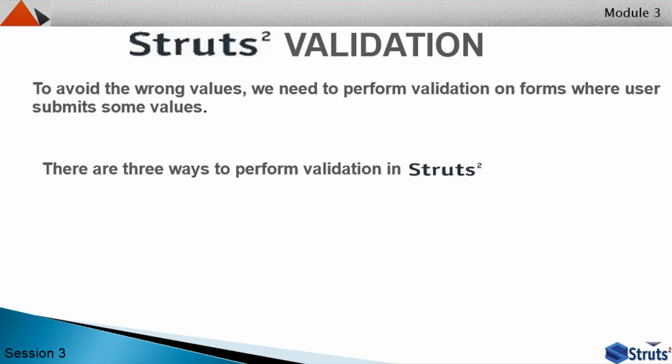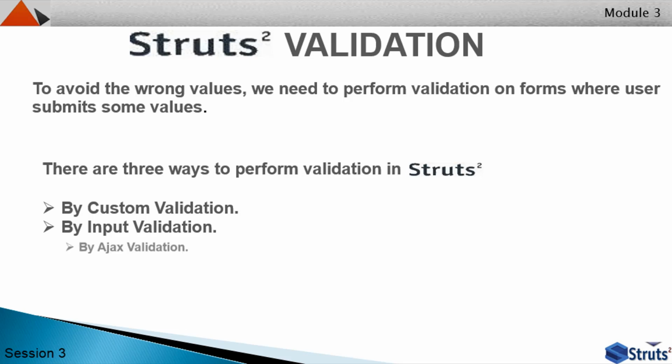There are three ways to perform validation in Struts 2.0. By custom validation: here, we must implement the Validatable interface, or extend the ActionSupport class, and provide the implementation of the validate method. By input validation, built-in validators: Struts 2 provides a lot of predefined validators that can be used in a Struts 2 application to perform validation.